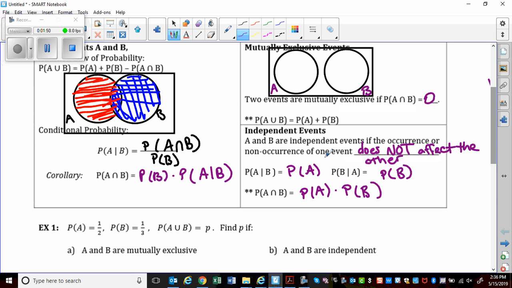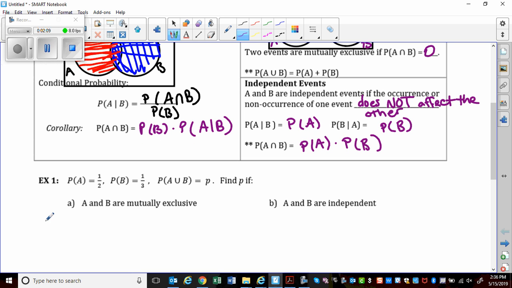And if the union is P, this is just going to be 1/2, the probability of A, and 1/3, the probability of B. So the probability of A union B is the probability of A, 1/2, plus B, which is 1/3. And I think if you get a common denominator, or put it in your calculator, make it a fraction, we will get 5/6.